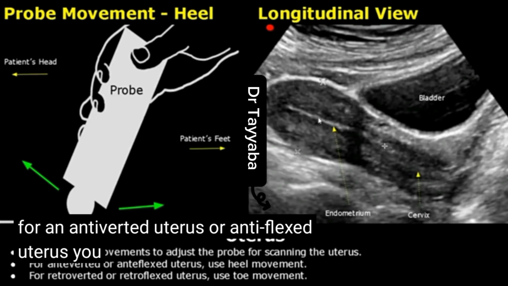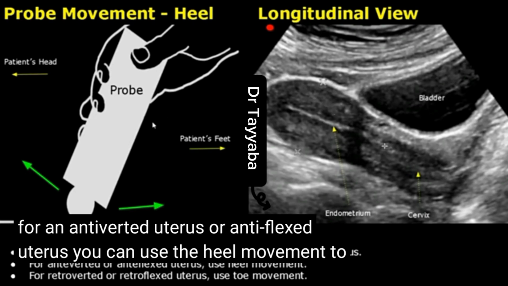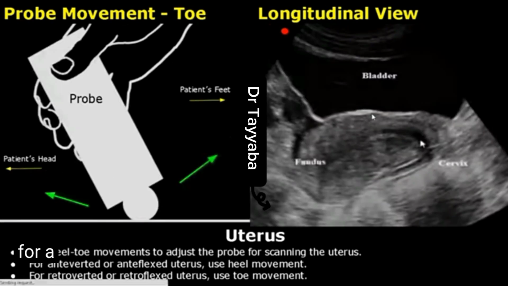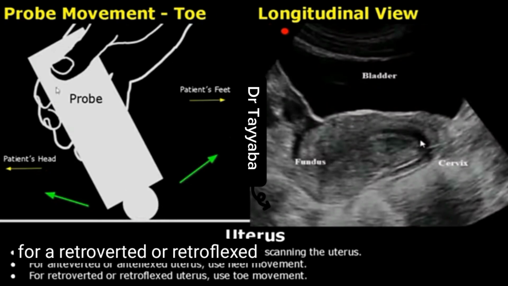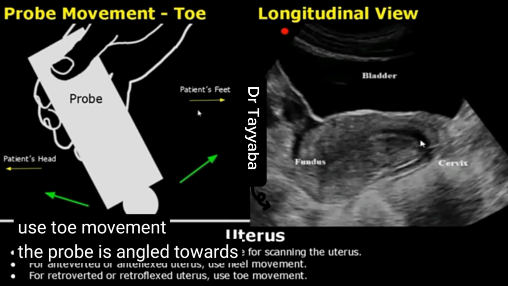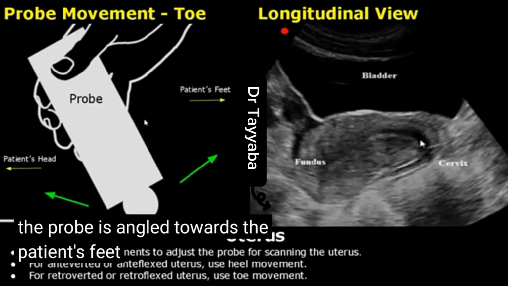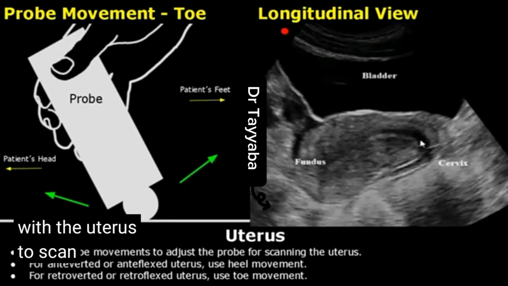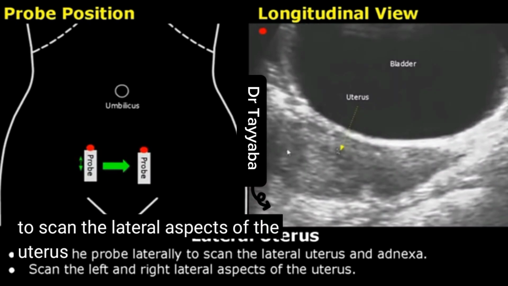For an anteverted uterus or antiflexed uterus, you can use the heel movement to align the probe parallel to the uterus. For a retroverted or retroflexed uterus, use toe movement. The probe is angled towards the patient's feet and this will align the probe properly with the uterus.